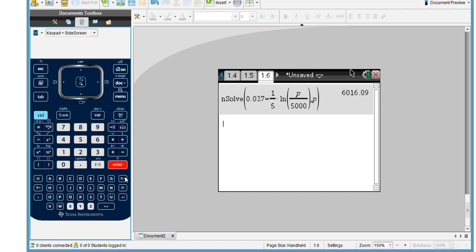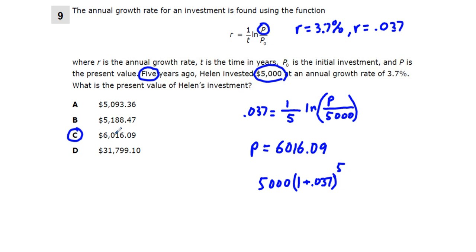So if we take 5,000 times 1.037 to the power of 5, we're not going to get exactly the same, but we're going to get close. Okay, so that's close. But really, the only one anywhere close to 5,999 is this C, but that's a continuous basis.